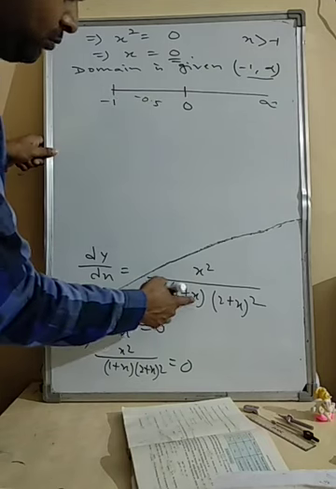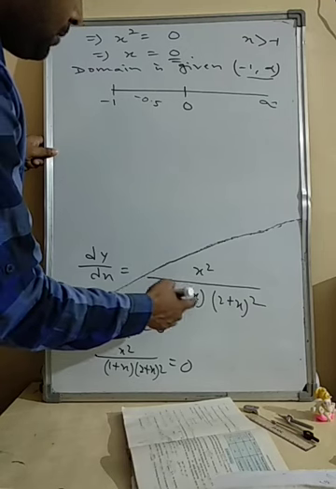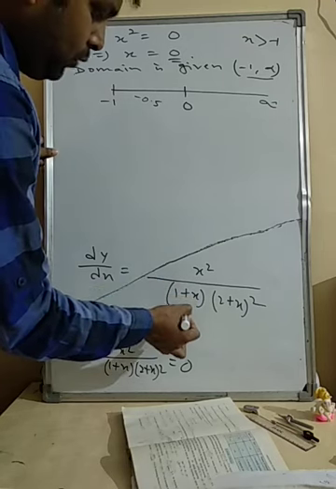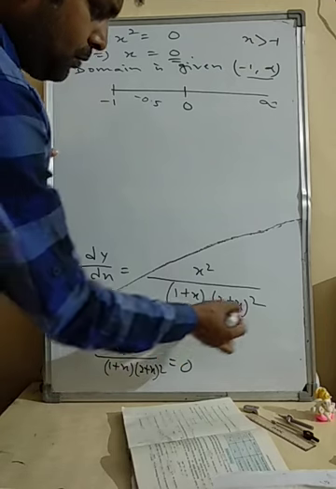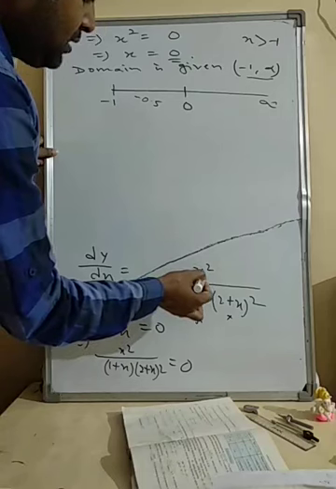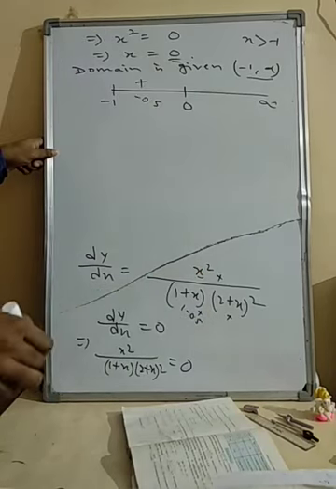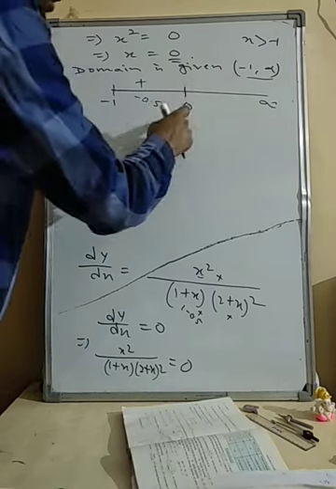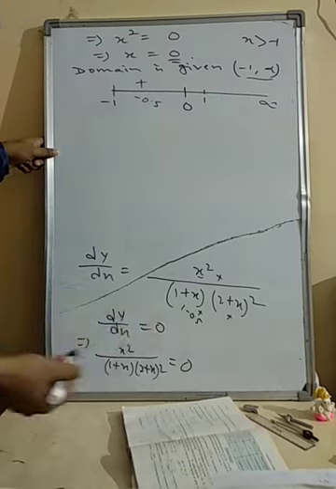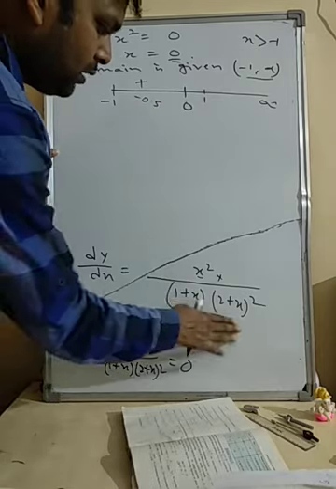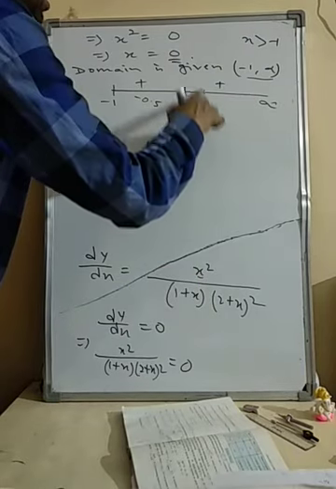If I put here 1 plus minus 0.5, that is 1 minus 0.5, it will be positive. Your whole square is also positive, and this x square will also be positive. So everything will be positive. Then here 0 to infinity, if you take any value, suppose 1, 2, 3, 4, if I take 1, plus, here also plus, all will be plus.